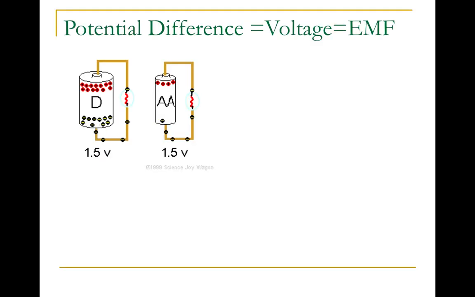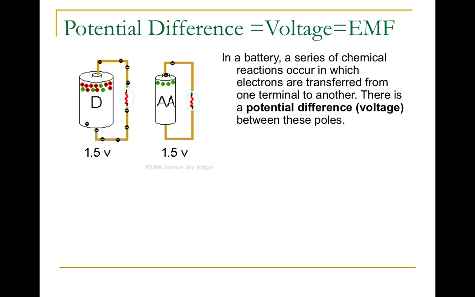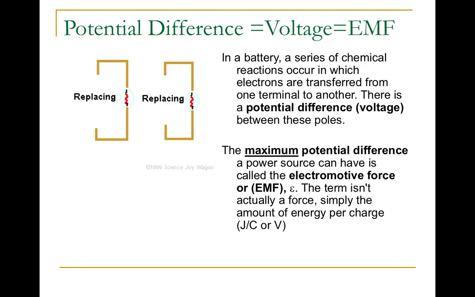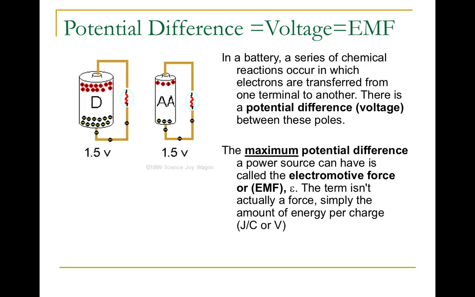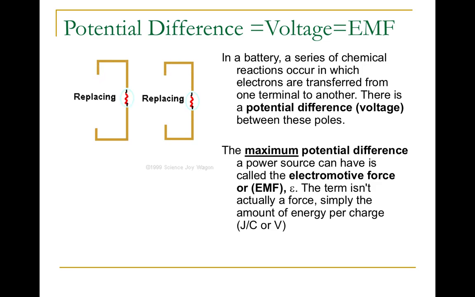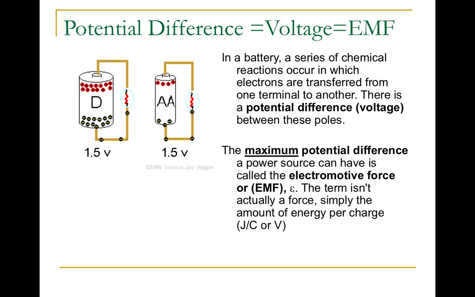So the very first thing we talked about was potential difference, or the voltage, or the EMF. Right? So remember, we're looking at a battery. We have a series of chemical reactions that occur. This creates our potential difference between the positive and negative pole of that battery. Our maximum potential difference is called the electromotive force, or the EMF.